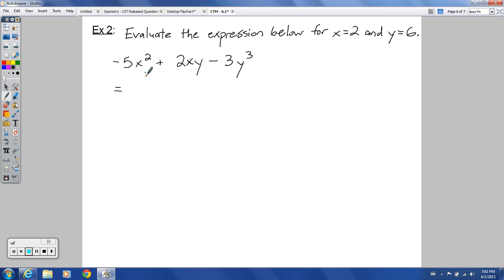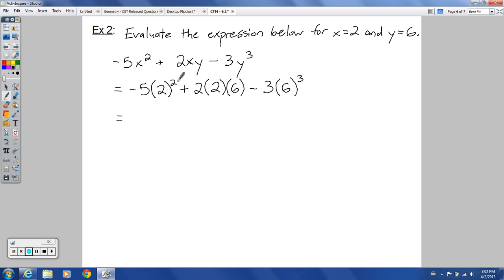What are we going to do? We're going to say that x equals 2 and y equals 6. We're going to evaluate it by plugging it in. So this is going to equal negative 5 times positive 2, there we go, times positive 2 squared, plus 2 times 2 times 6. The 2 and the 6 came just from here and here. And finally, minus 3 times 6 cubed.